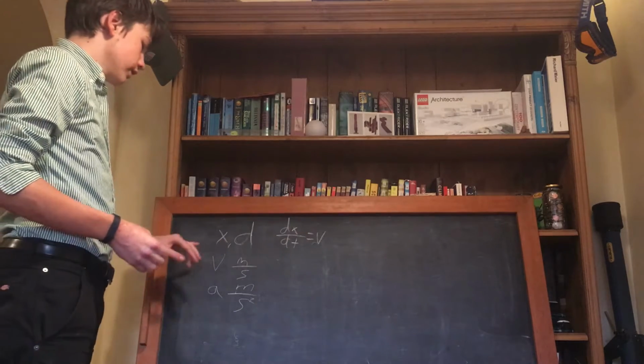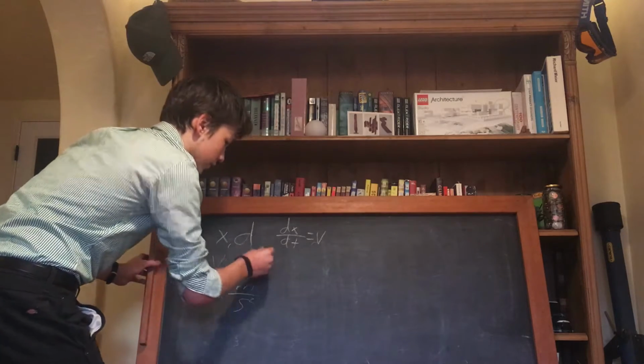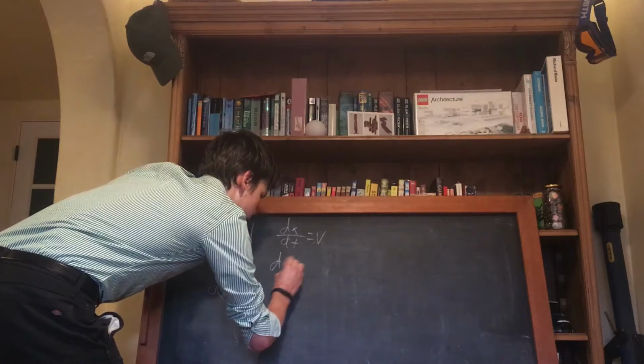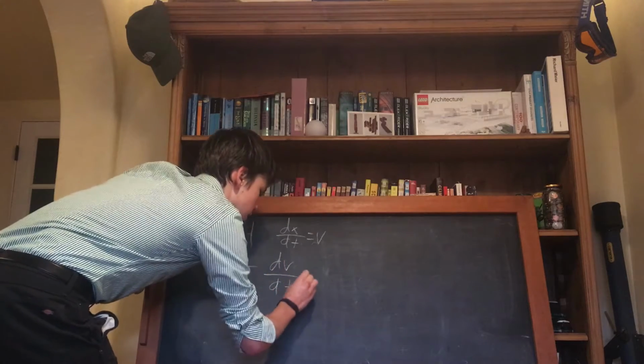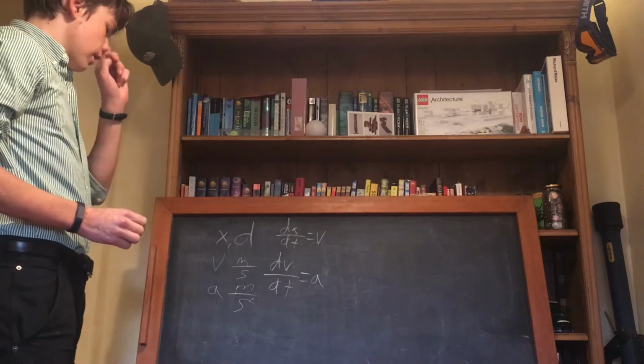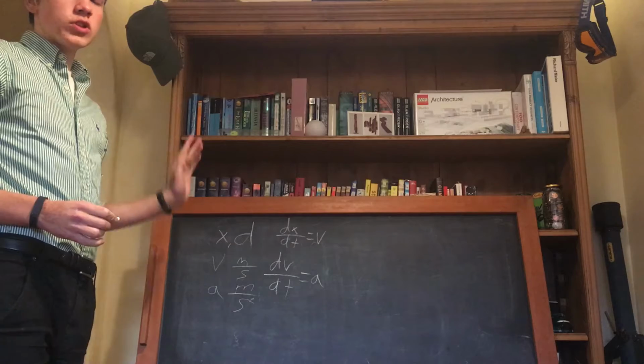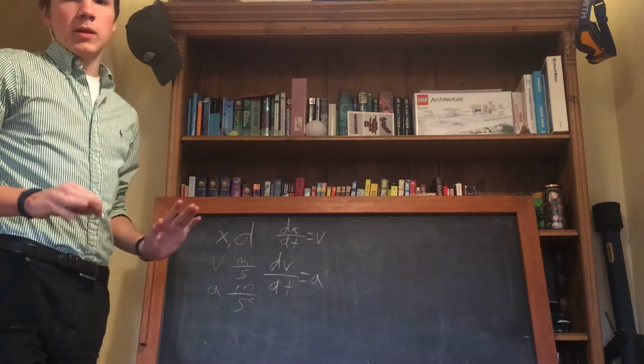All right, now that you have the velocity, let's try to get to acceleration. So to get to acceleration, you take the derivative of the velocity with respect to t, and that equals acceleration. And we can go on. I believe the next one would be jerk, but we'll cover that maybe later.